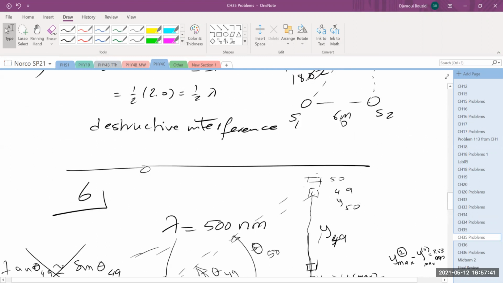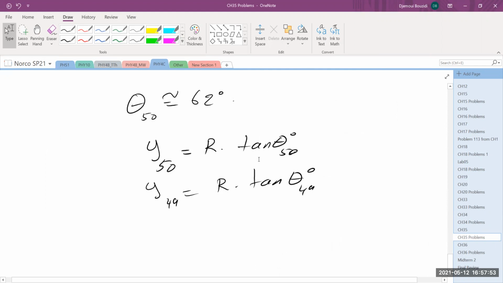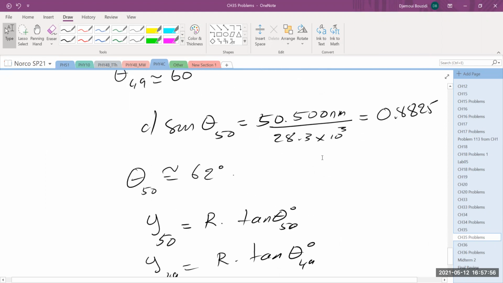This distance should be slightly bigger, because as you move up in the axis, the bright slit starts to space out a little. So let's find that distance now between them. So we need to use this thing in here.